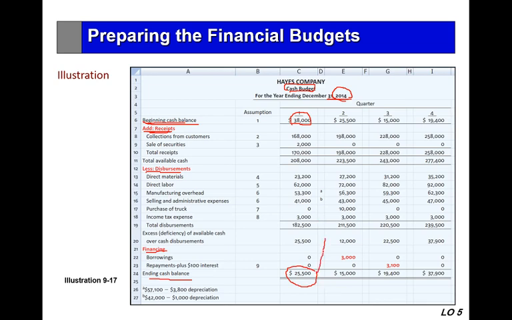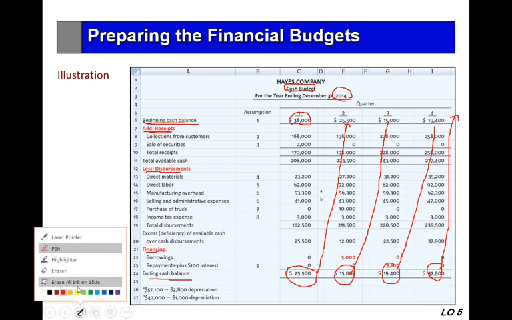quarter 1 is the beginning cash balance for quarter 2. Ending cash balance for quarter 2 is the beginning for quarter 3. Ending for quarter 3 is the beginning for quarter 4. And ending for quarter 4 is the ending balance of the year, and it's the beginning balance of the next year, 2015, the first quarter of 2015. Okay. Continue.